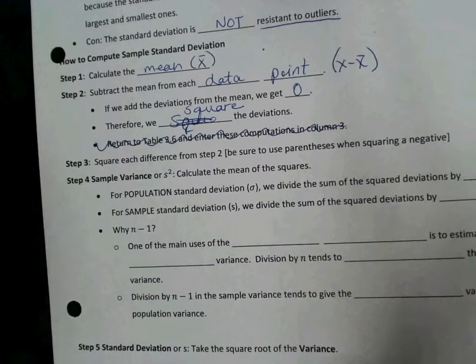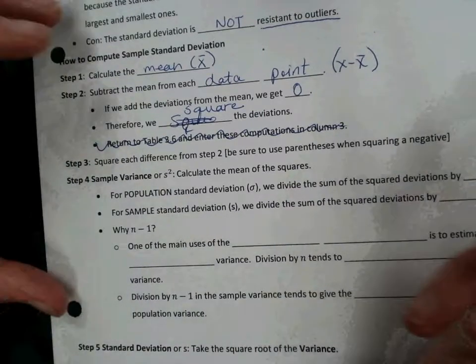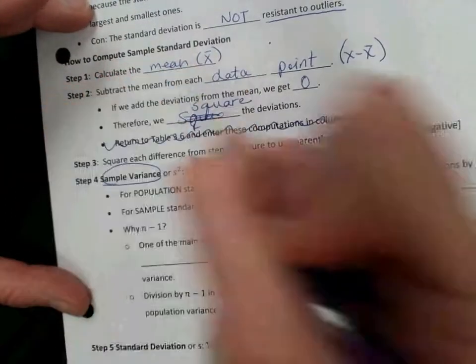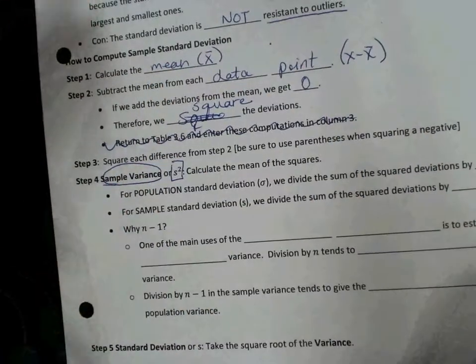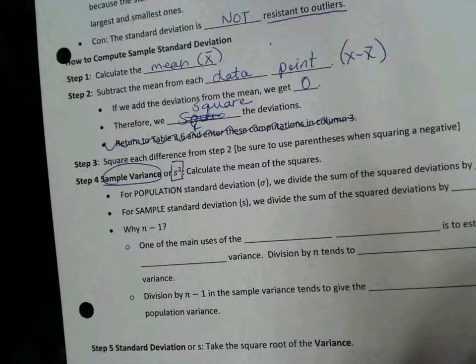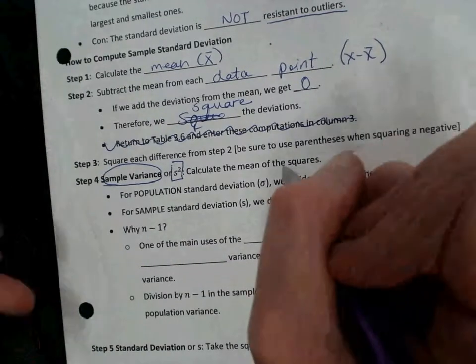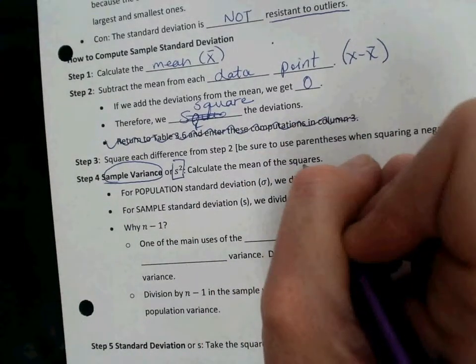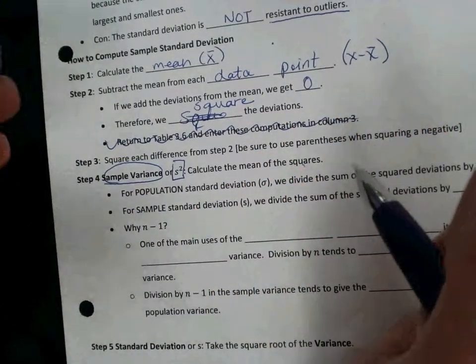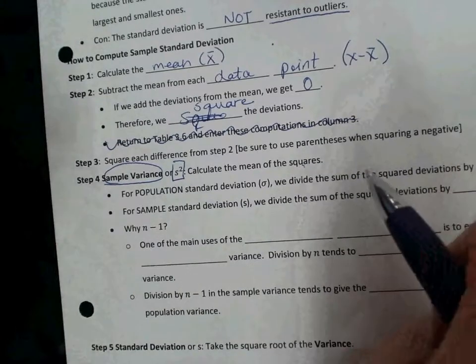Step 3, square each difference from step 2. Be sure to use parentheses when squaring a negative. Step 4, the sample variance. Like I said, this is our new term. The symbol that we use for sample variance is S squared. And the way to do that is to just calculate the mean of the squares. That's when we add up column 3 and then divide by how many there are.